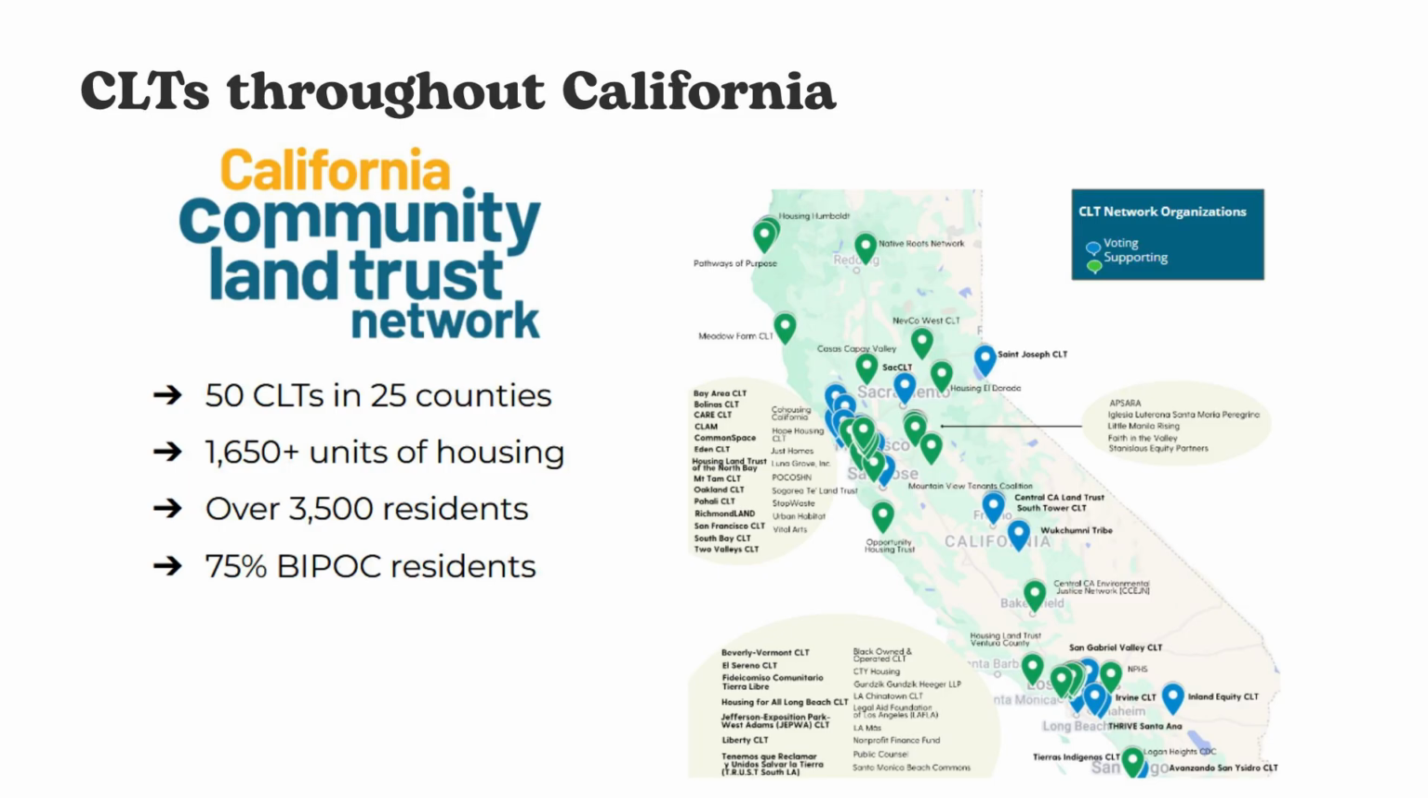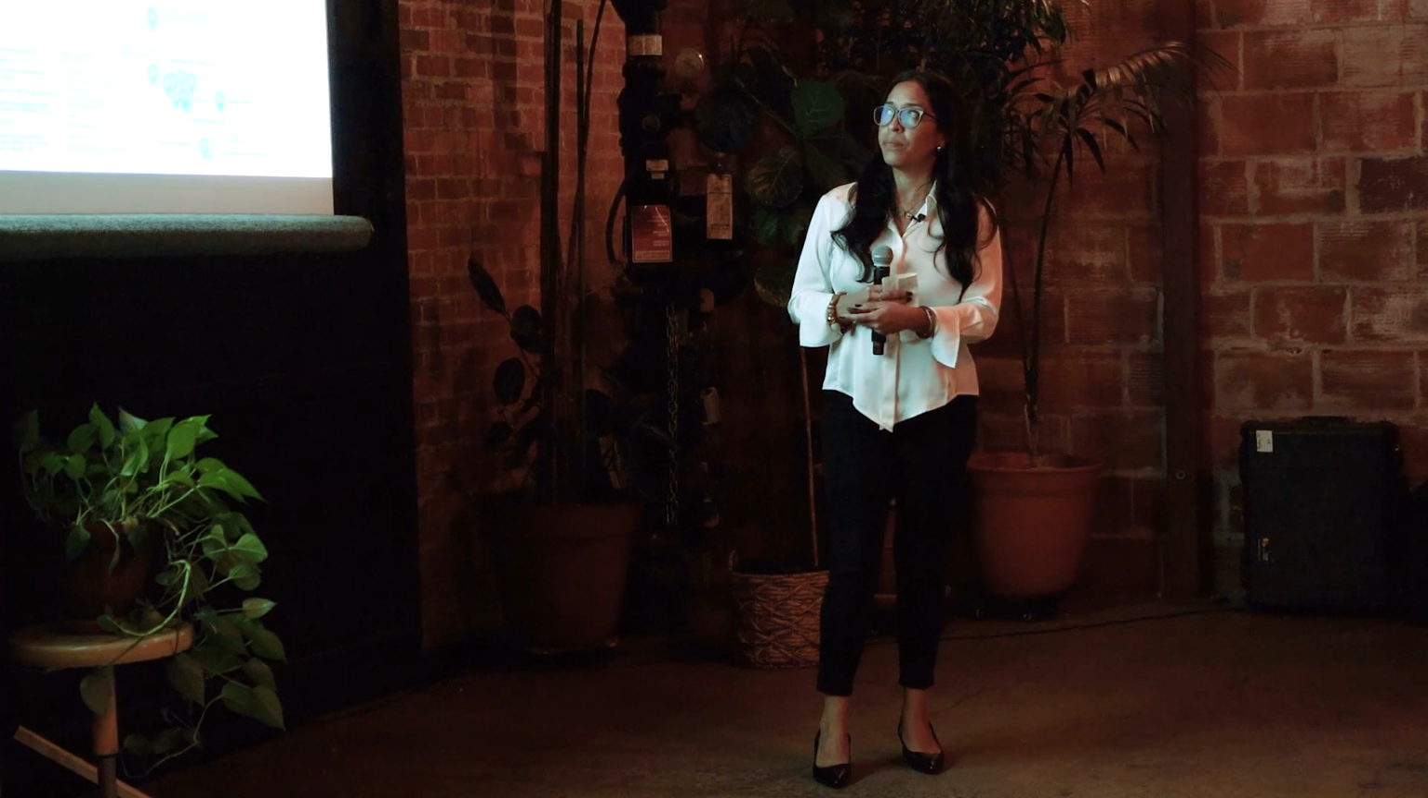Throughout California, we are really, really thrilled to see 50 CLTs throughout 25 counties, 1,650 plus units of housing, over 3,500 residents, and 75% of our residents are Black, Indigenous, people of color, folks who have traditionally had a really hard time getting into homeownership or stable housing for all of the reasons that we covered earlier in the presentation, in the beginning.